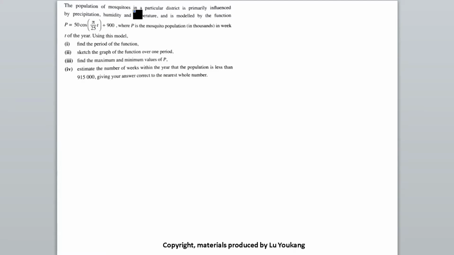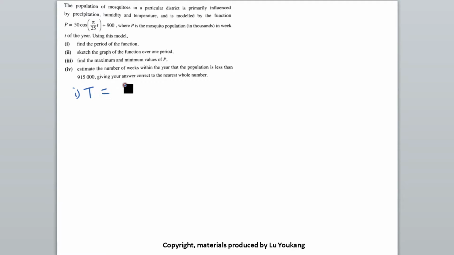So what we have here is a question: the population of mosquitoes in a particular district is primarily influenced by precipitation, humidity, and temperature, and is modeled by the function given. P is the mosquito population in thousands in week T of the year. Using this model, we are asked to find the period of the function.